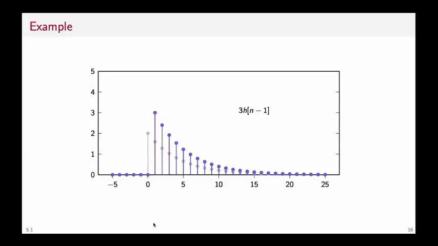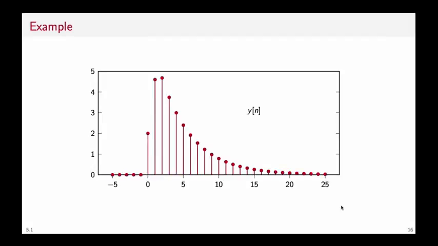The second component of the signal is 3 times delta of n minus 1, and this gives rise to 3h of n minus 1, which we plot on top of the other response. And finally, the last component is simply delta of n minus 2, which the filter turns into h of n minus 2. So now we have the 3 components, we sum them together by linearity, and we obtain the response of the system to our arbitrary input.